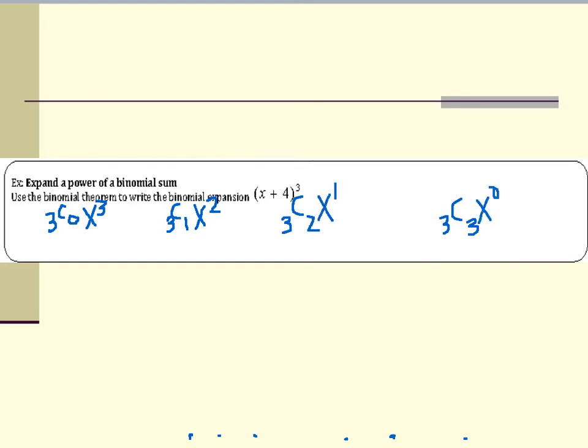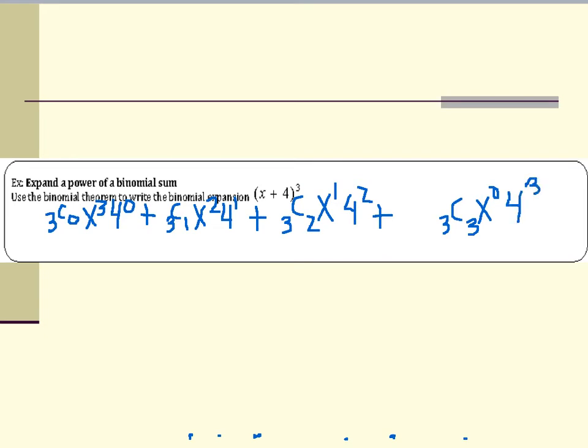Then I take the second one, 4, and I start with 0 and work my way up as the power. So times 4 to the 0th. I'm going to have a plus sign in the middle because there's a new term. 4 to the first, plus sign in the middle. 4 to the second, plus sign in the middle. And then this one is going to be 4 to the third.